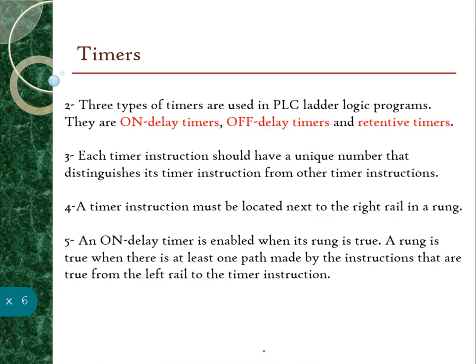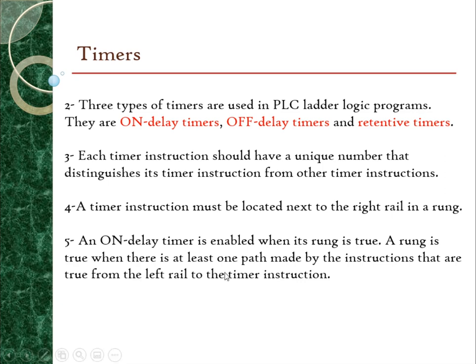So there are usually three types of timer used. But the basic timers used in the PLC are normally the on delay timer and off delay timer. There is also another type of timer, which is retentive timers that run differently from the two previous timers. And then each timer in the PLC program has a unique number to distinguish it from one timer to another. And then normally this timer is located on the right rail in a rung.